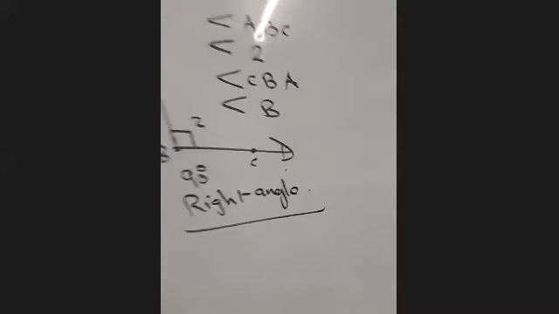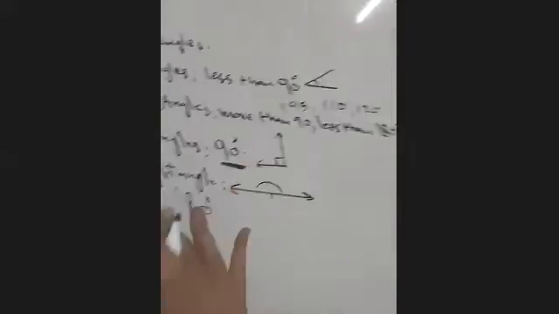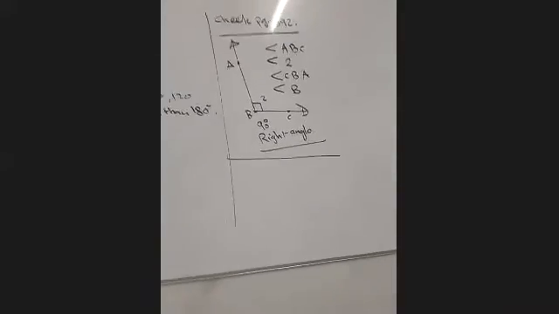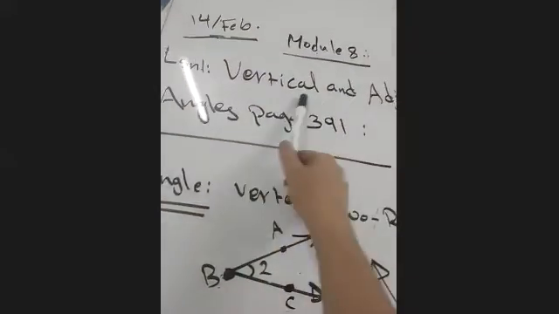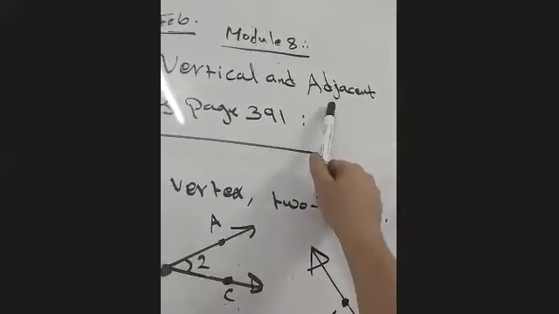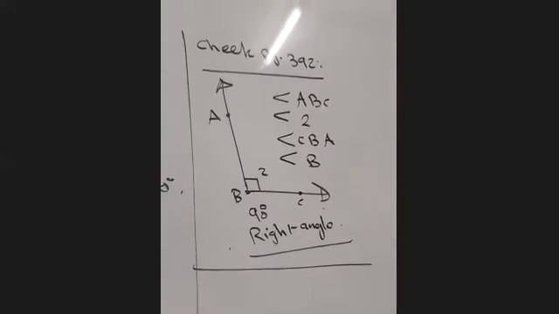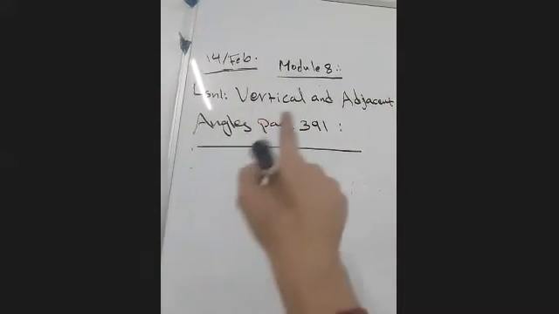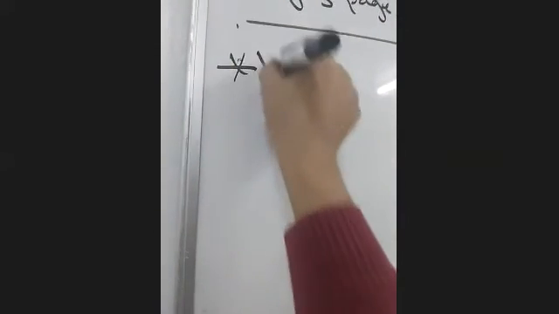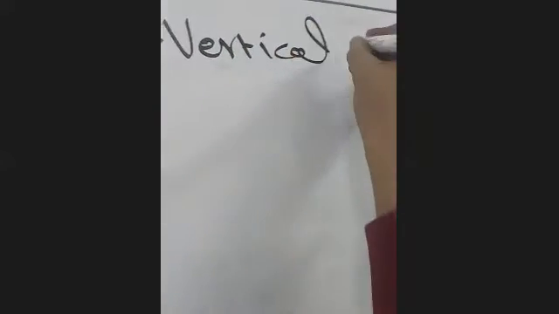Now we are done with how we name the angle. It's an easy idea. Let's talk about our title. We have 2 types of angles, guys, vertical and adjacent. Now I'm done with the check, page 392, and I'm moving to our title. I will start with the vertical angles.